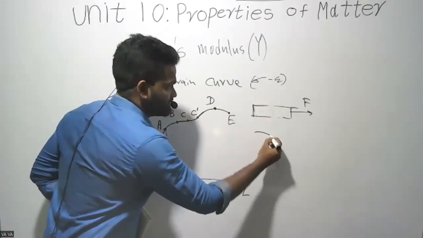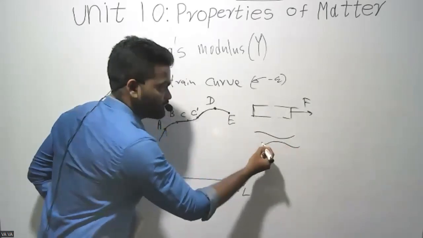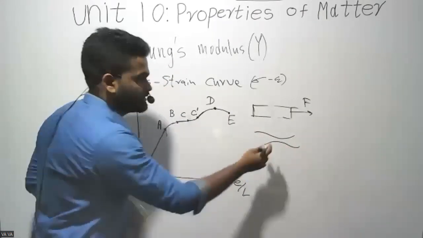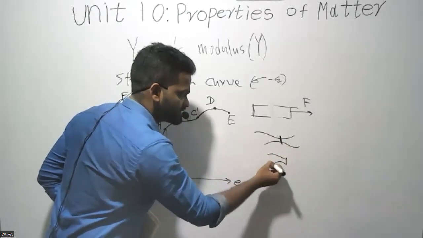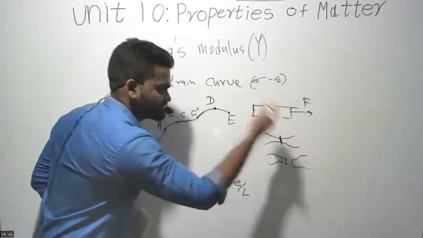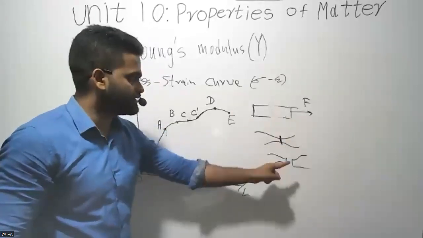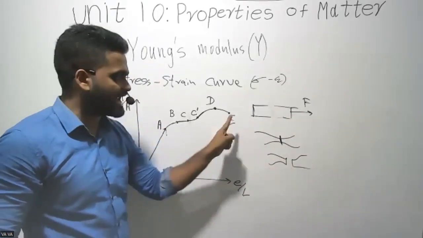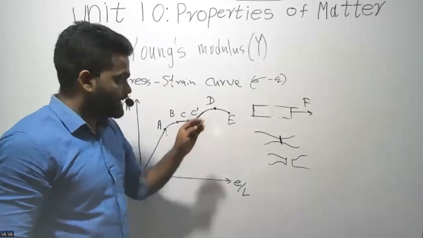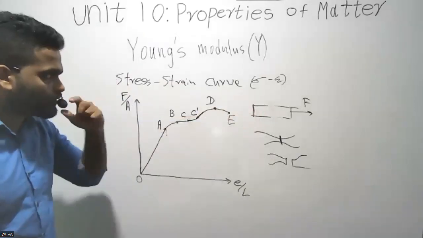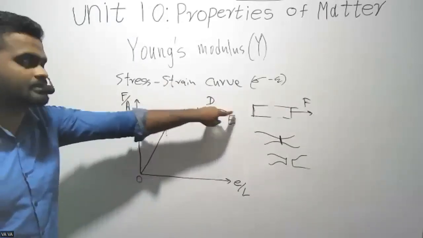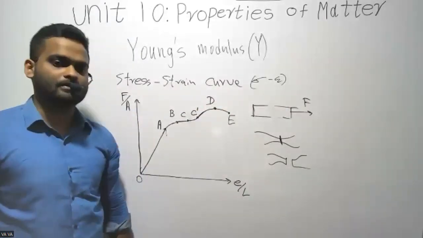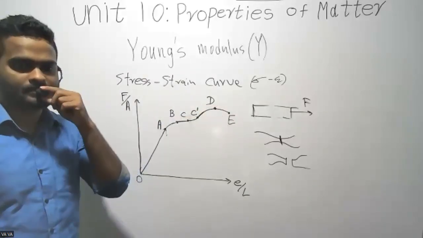You might have seen that when you keep increasing the force on a metal rod, the cross section decreases, then it breaks, right? So this breaking happens at E. Once you provide the maximum stress, this breaks. Okay?